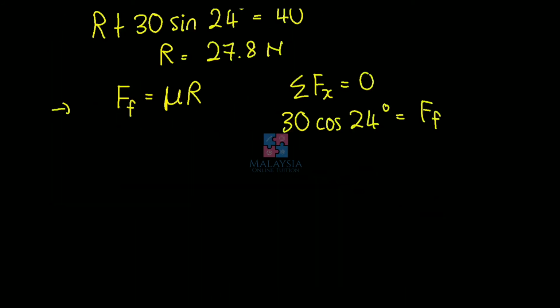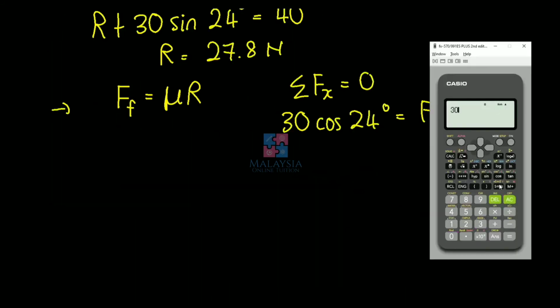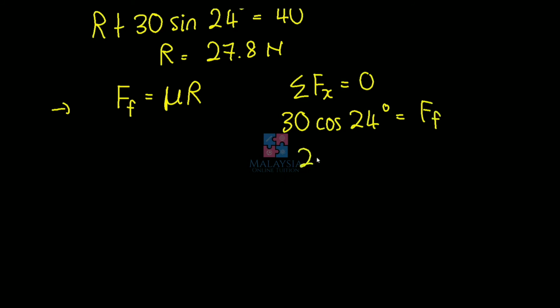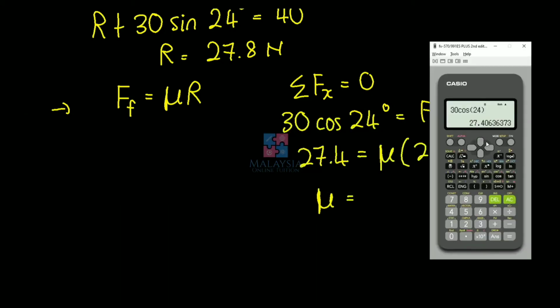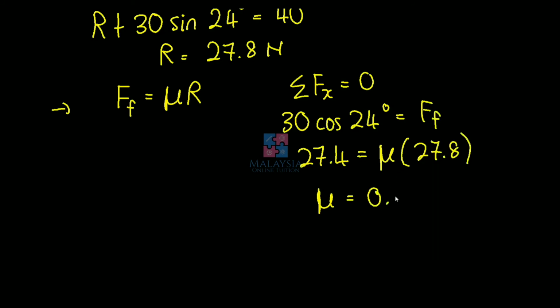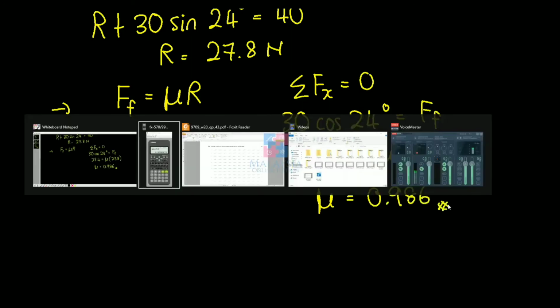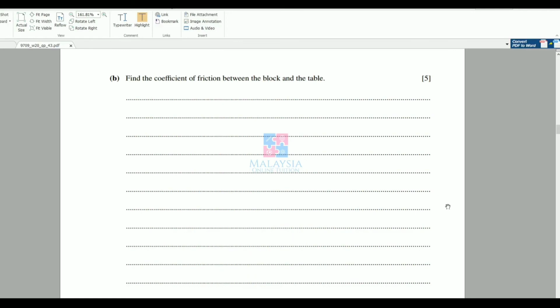So then you will have 30 cos 24 degrees, that will be 27.4 Newton, equals, okay, our mu is unknown, but our R, the reaction force, will be 27.8. So straight away, our mu will be equal to 27.4 divided by 27.8, and then we will get a final answer of 0.986, correct to 3 significant figures, and this will be the final answer for question number 3, part B.